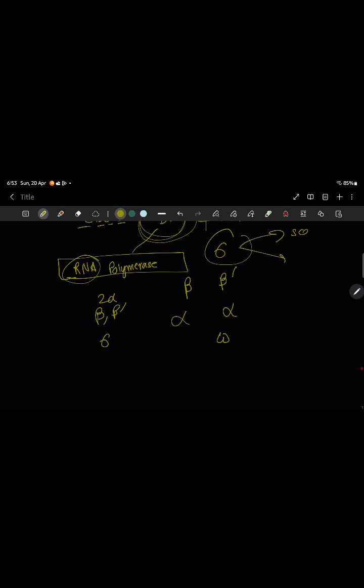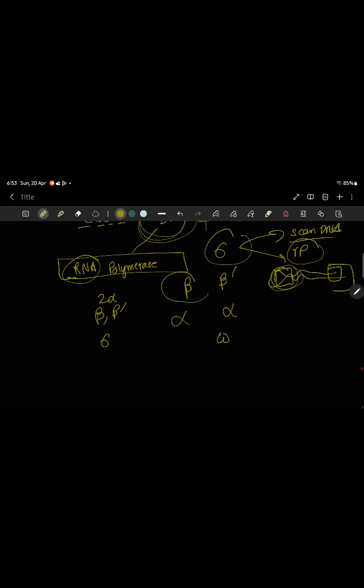Number 1 is that it scans the DNA, and then it recognizes the promoter. It will always scan the DNA, like this is the DNA, and it will recognize the promoter and terminator region. So sigma will recognize the promoter region. That is the thing.